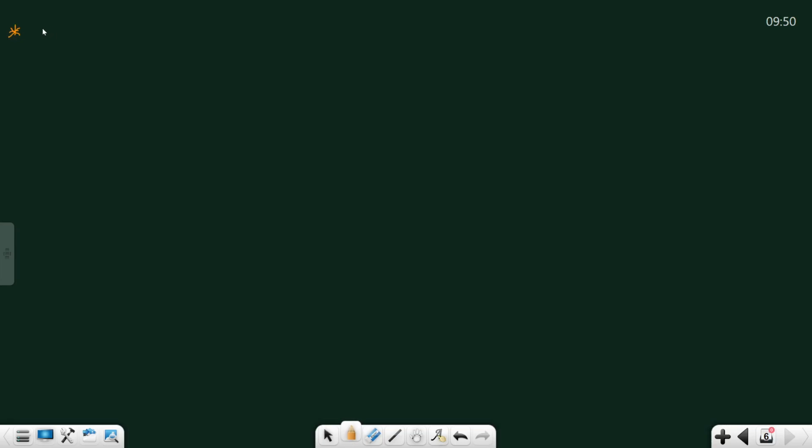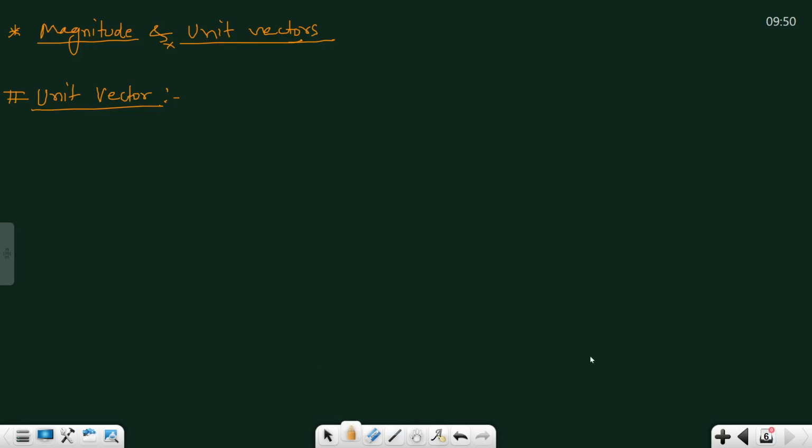Now we will take into consideration magnitude and unit vector. So when you talk about unit vectors, so unit vector is just a simple direction vector, okay.